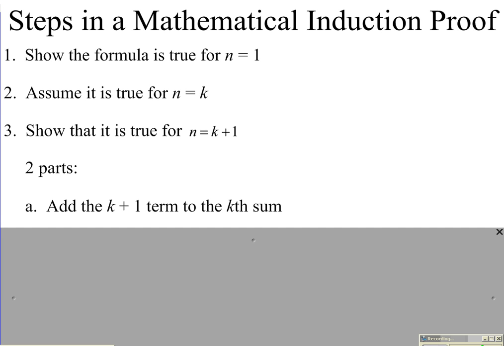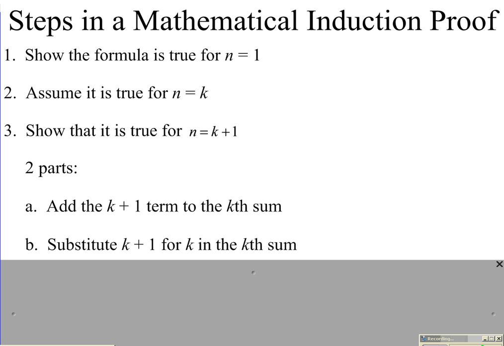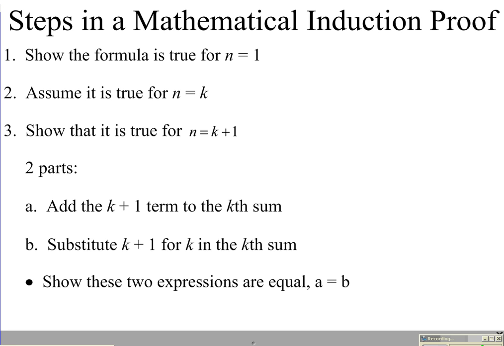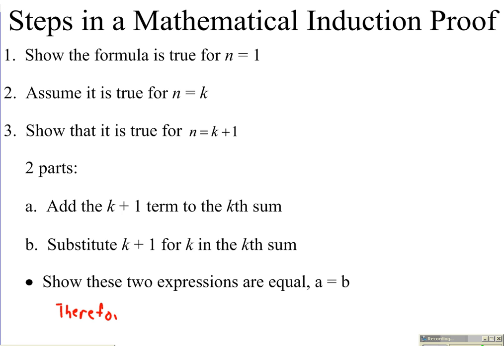Step 3 has two parts. We want to add the k plus 1 term to the kth sum. There's one part. And then we want to substitute the term number k plus 1 into the kth sum. And our goal is to show that those two expressions are equal. Once you show that these two expressions are equal in part A and B, your conclusion will be, therefore, by the principle of mathematical induction, P of n is true. So whatever statement you set out to show is true, you will have proved by the principle of mathematical induction if you can do these three steps.